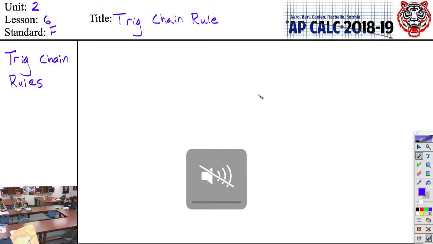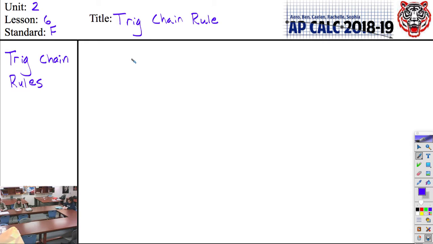This is AP Calculus, Lesson 2-6. We are talking about the trigonometric chain rule. And I can never say trigonometric unless I say it really fast. Trigonometric. Okay, I guess I can say it slow. But I always say trig because then I always can say it. And now you can too.